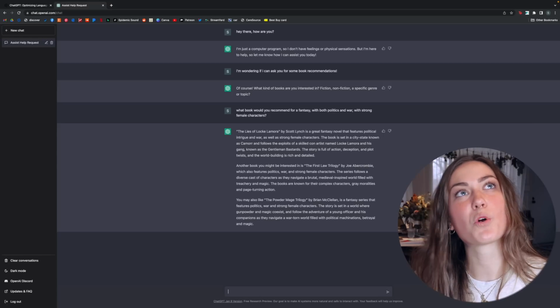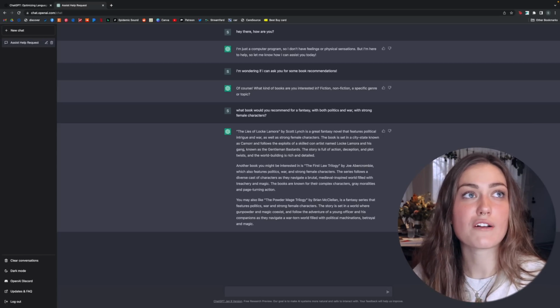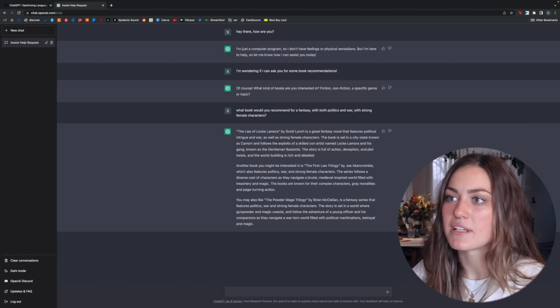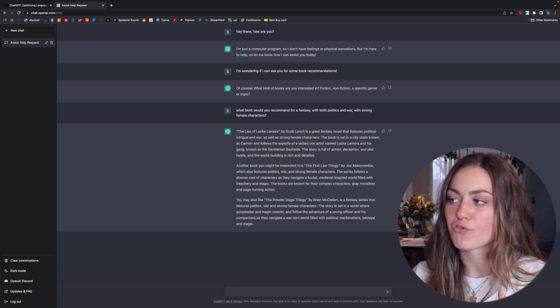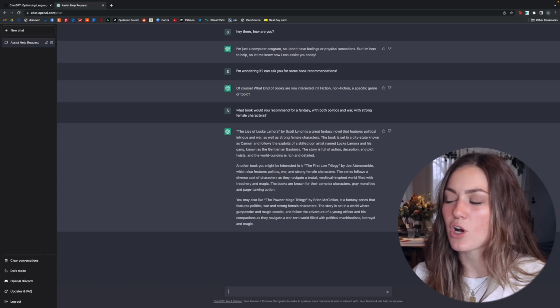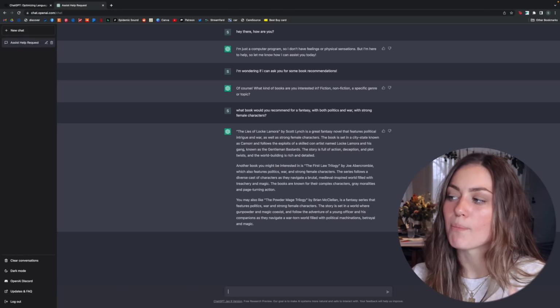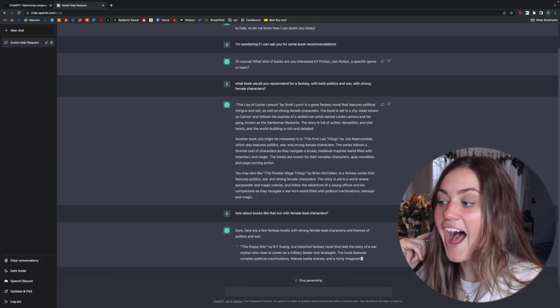I think that if I worded it differently as strong female main characters, maybe we would have gotten different recommendations, because all of them say there are strong female characters, but it seems like all of the main characters in these, at least in these little descriptions of the books, are men. I'm gonna say, just for fun.